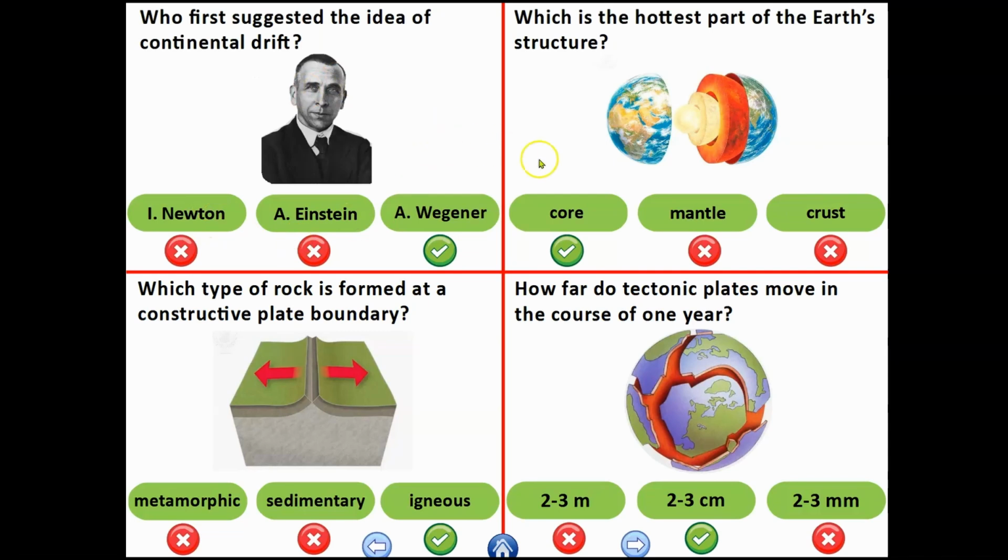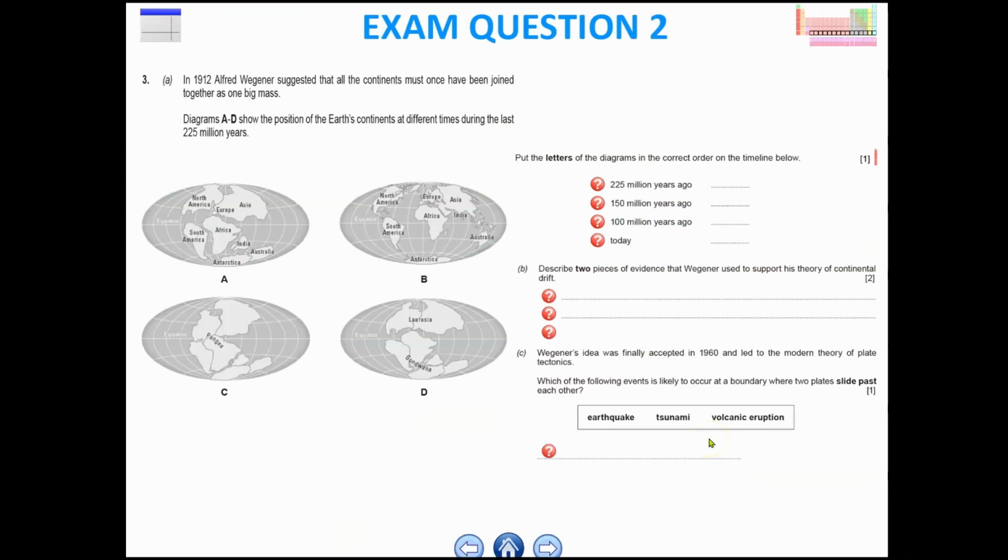So obviously, here are just some summary points. Continental drift was Alfred Wegener. Hottest part of the Earth's core. Which type of rock is formed? Igneous rock. How far do the tectonic plates move in the course of a year? 2 to 3. Well, 2 to 3 is acceptable. We said 2 to 5 earlier, so that's well within that boundary. It's definitely not meters. It's very, very slow, which is why it took so long for scientists to believe it.